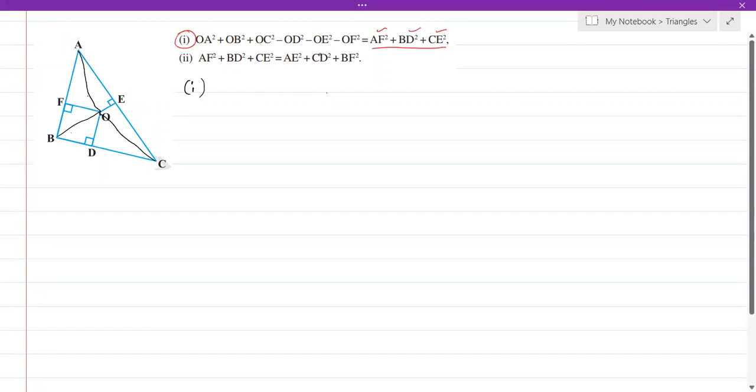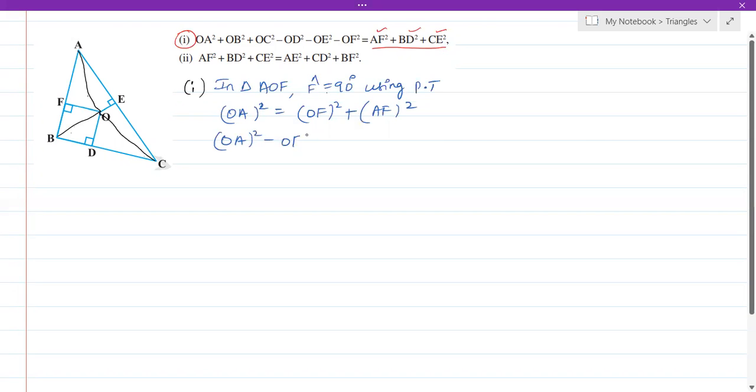To find AF square, which triangle should we take? We have to take the triangle AOF, because it is a right angle triangle as well as it contains AF. That is why we are going to take that triangle. So in triangle AOF, angle F is 90 degrees. Therefore, using which theorem? Pythagoras theorem. So we get OA square is equal to OF square plus AF square. We need AF square, so let me send that OF to the other side. So OA square minus OF square will be equal to AF square. Let's take it as equation 1.